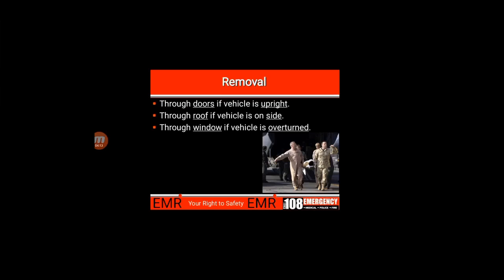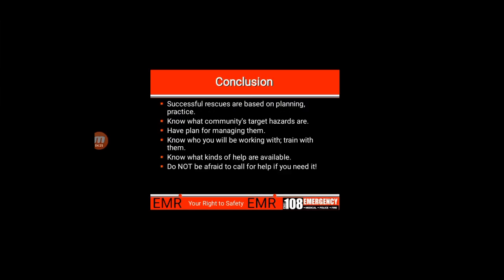The main points are through the door if the vehicle is upright, through the roof if the vehicle is on its side, through the window if the vehicle is overturned. Successful rescues are based on planning and practice. Know what community target hazards there are. Have a plan for managing them.